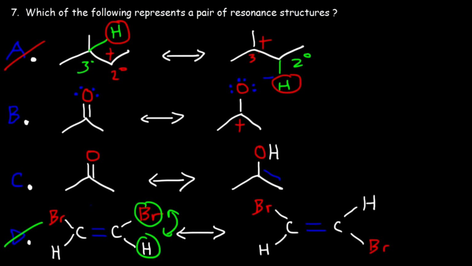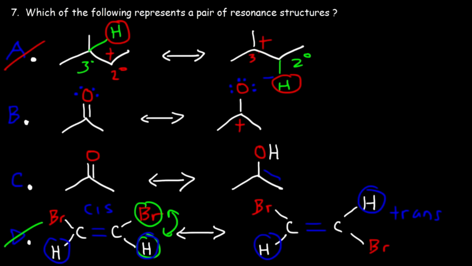This is the cis isomer, and this is the trans isomer. In the cis isomer, you have two groups facing one side, and in the trans isomer, the two groups are on the opposite sides. Now let's move on to part C.